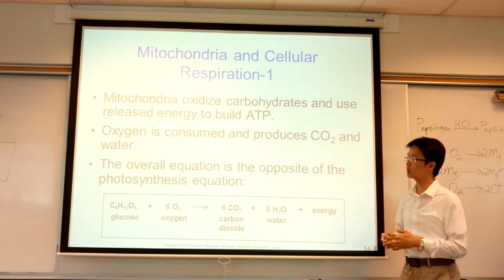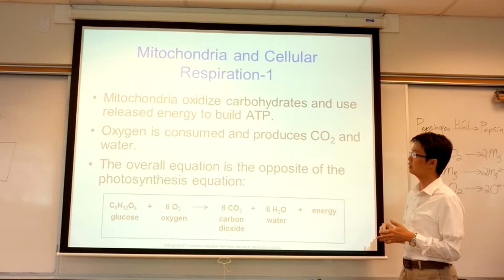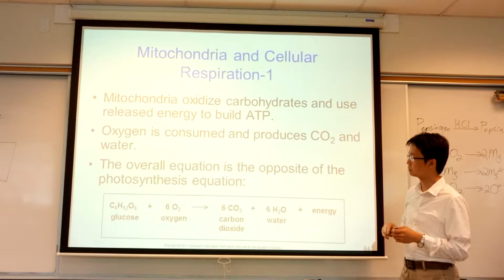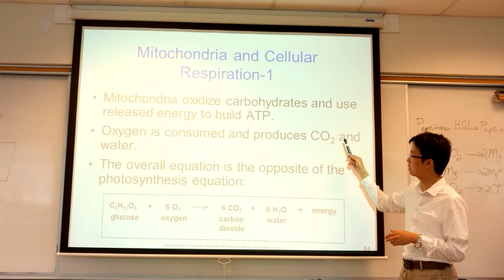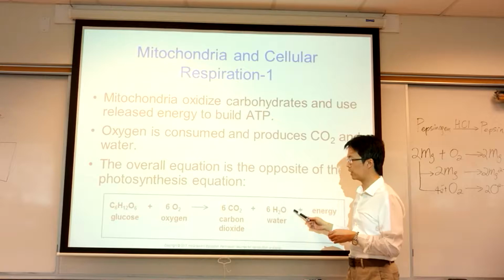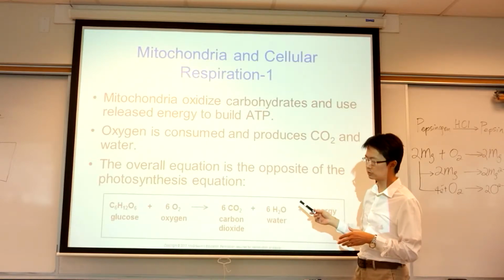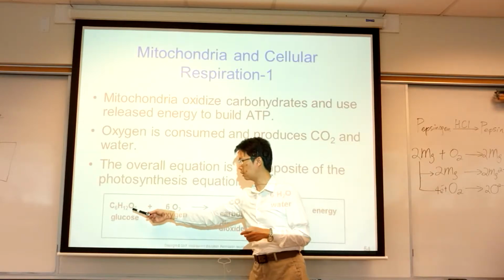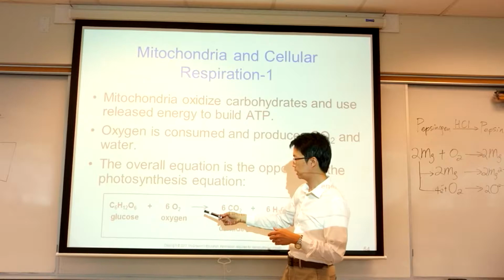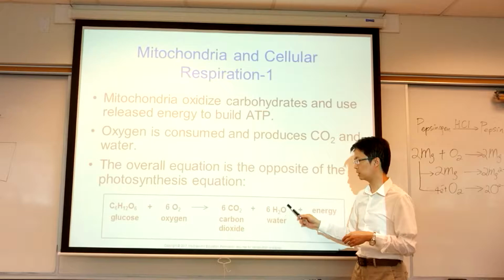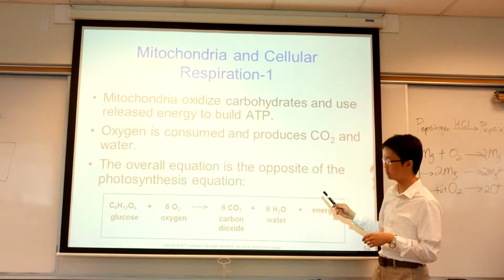For cellular respiration, mitochondria oxidize carbohydrate and use the energy to make ATP. And we need oxygen, and the byproduct is CO2 and water. This is the reaction that you need to memorize. As you can see, it's basically the opposite of photosynthesis. We use glucose coming from the food that we eat, combined with oxygen that we breathe in, to form carbon dioxide and water. These two are the byproducts of cellular respiration.